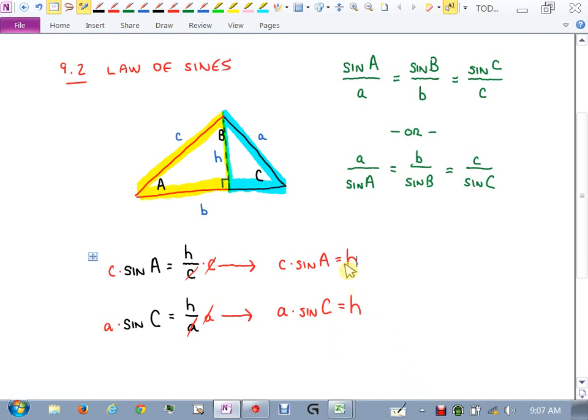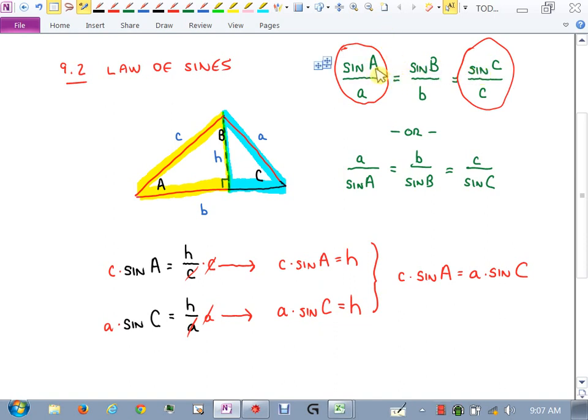Now, if this must be H, and this must be H, if they both have to be H, I can set them equal to each other. So the result of this is that C times sine A must be equal to A times sine C. And do you see what I can do now? What I'm trying to show you is that these two are equal. I'm going to show you that these two are true.